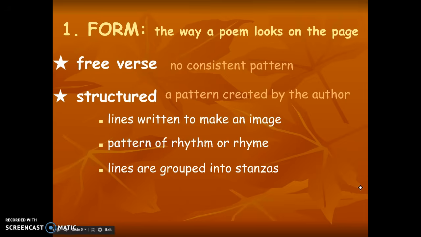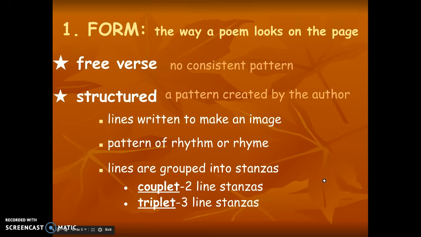Another example of structure might be how the lines are grouped, and we call those stanzas. If you have groups of 2 lines together and then a space, we would call those couplets. 3 lines together we would call triplets, and 4 lines together we would call quatrains. We could go on in this way, but if there is a pattern where you see couplets throughout the entire poem, or triplets or quatrains throughout the entire poem, it's there for a reason, and the author intended it, so we would call it structured.